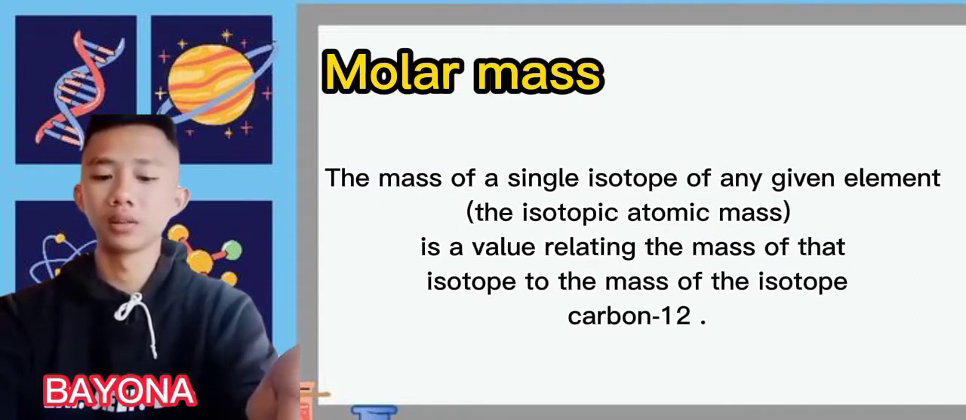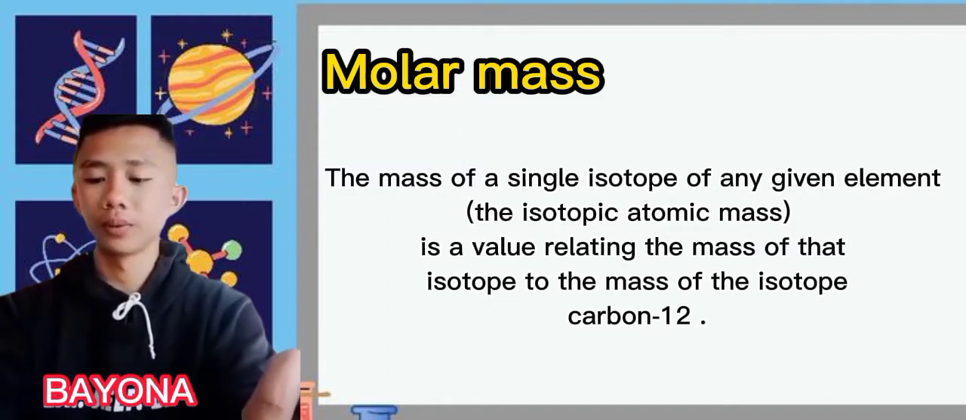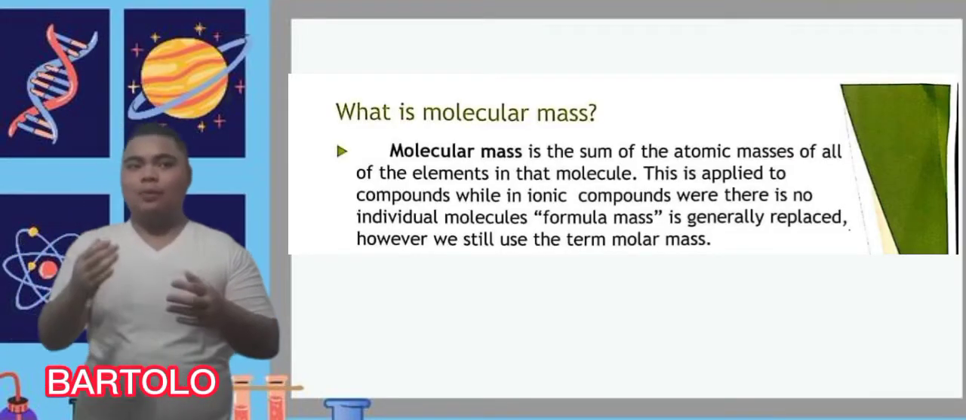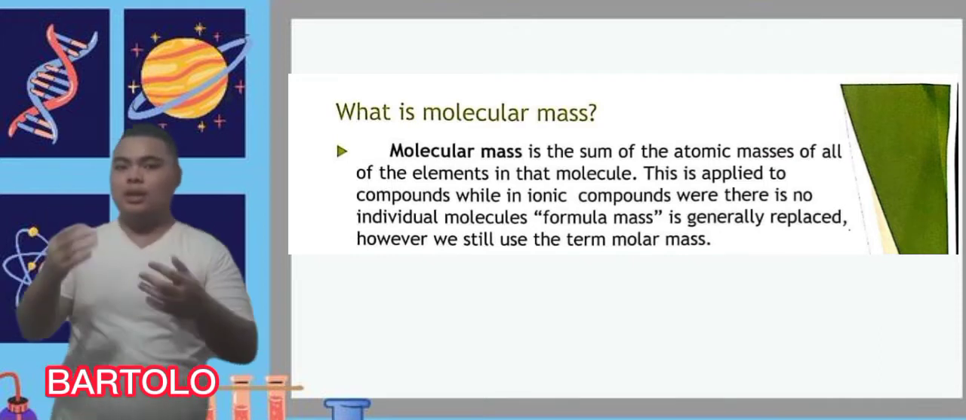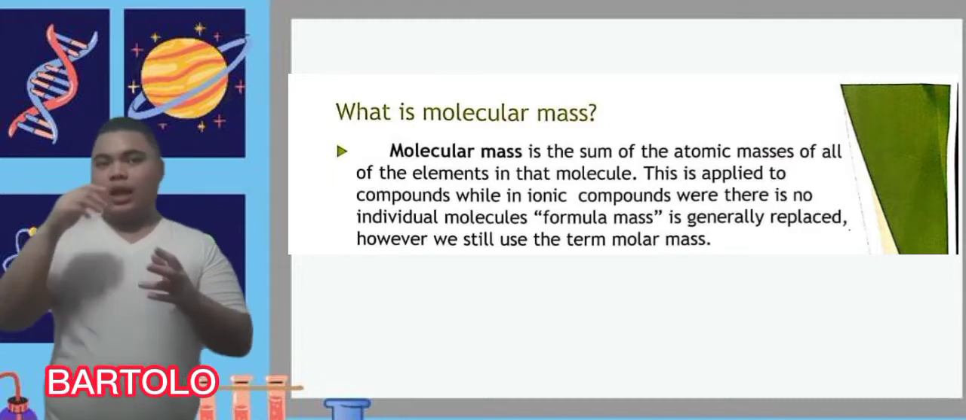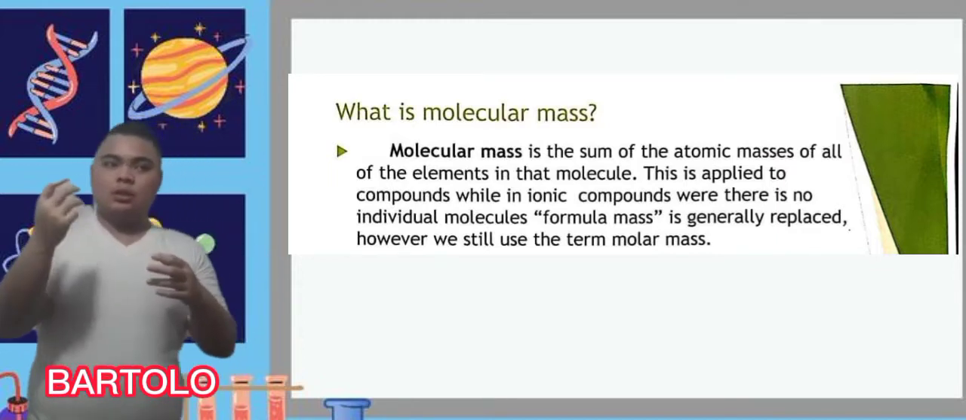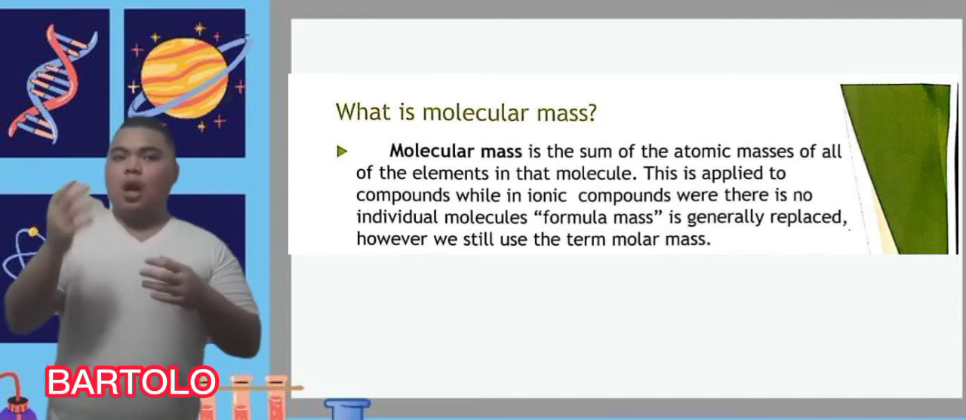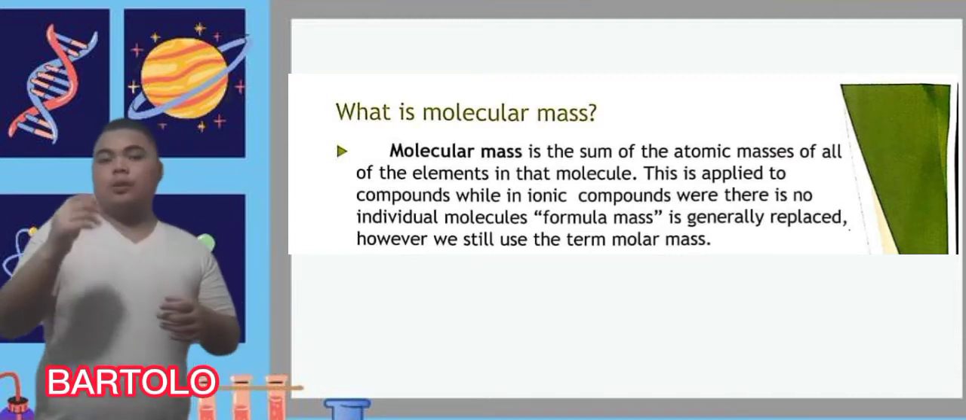The mass of a single isotope of any given element, the isotopic atomic mass, is a value relating the mass of that isotope to the mass of the isotope carbon-12. What is molecular mass? Molecular mass is the sum of the atomic masses of all of the elements in that molecule. This is applied to compounds, while in ionic compounds, where there are no individual molecules, formula mass is generally used instead. However, we still use the term molar mass.